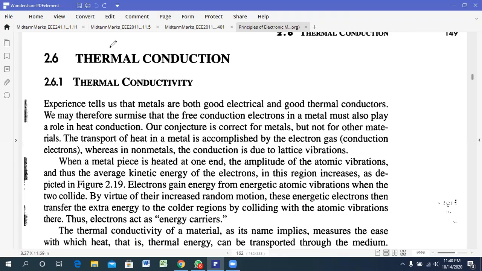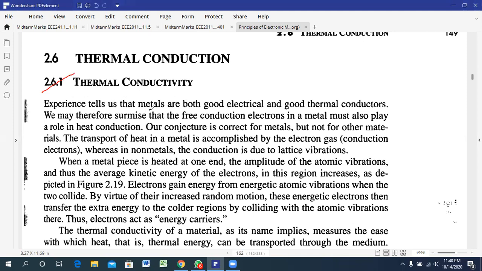Bismillahirrahmanirrahim. So today we'll start with the third lecture, and this will be the thermal conduction. Today we'll start our lecture from article number 2.6, and we'll follow the book Principles of Electronic Materials and Devices, written by Kasap. I have already uploaded this book in your Google Classroom. Now, about thermal conductivity, article number 2.6.1, thermal conductivity.